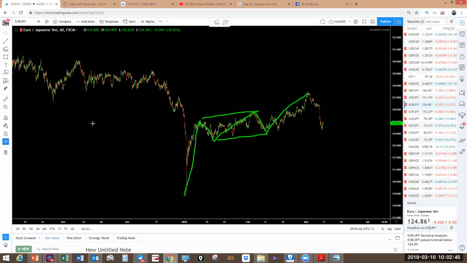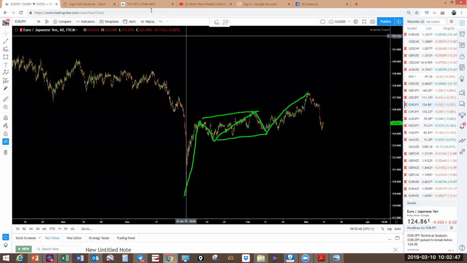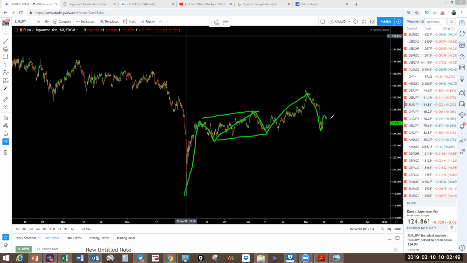Let's switch this off here. So you may not necessarily reverse it. You may just make a corrective structure. Possibly something like this, and then a push higher. Because for it to just come down like that will not necessarily make sense. But let's see what you have here.